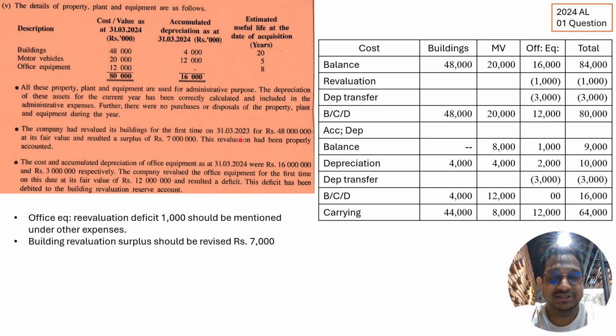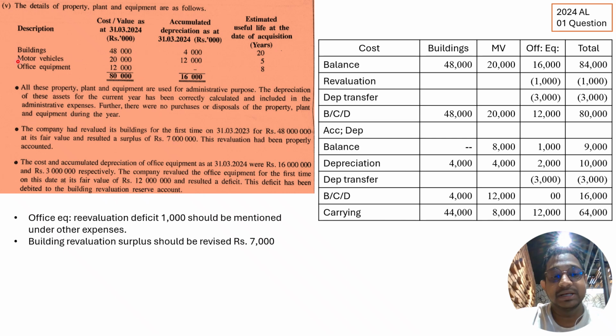31st March 2023. So this financial year starts from 1st of April 2023. So this revaluation was made before the financial year started, right? Which means that revaluation they did in the last year. So nothing to do with the revaluation for this year, right? So they revalued the buildings last year at 48,000. So that's the opening balance of this year, right? Because they did the revaluation last year, and then they found out the surplus is 7,000.